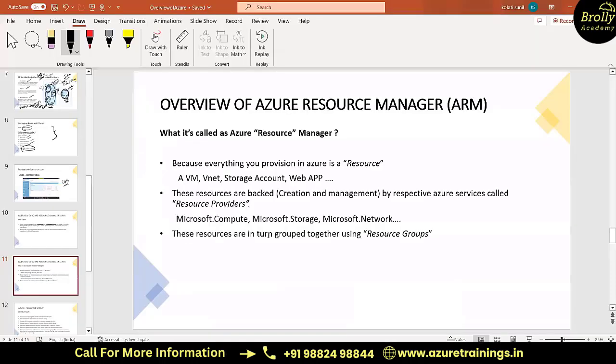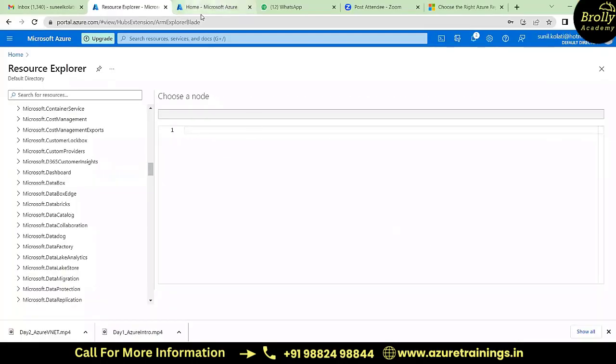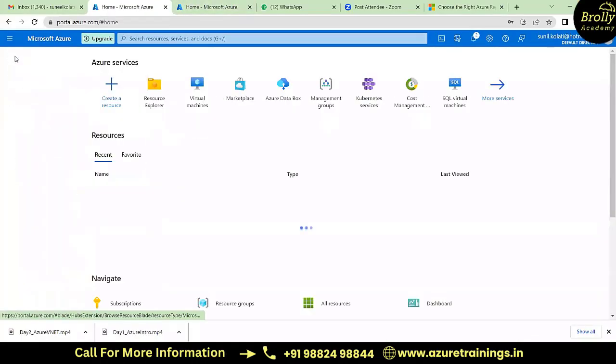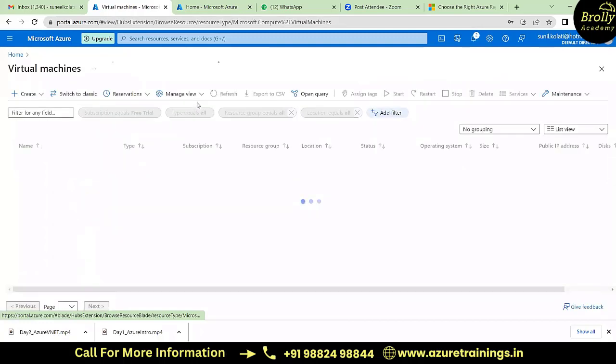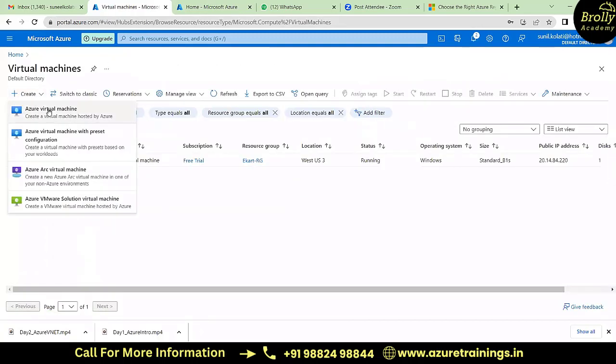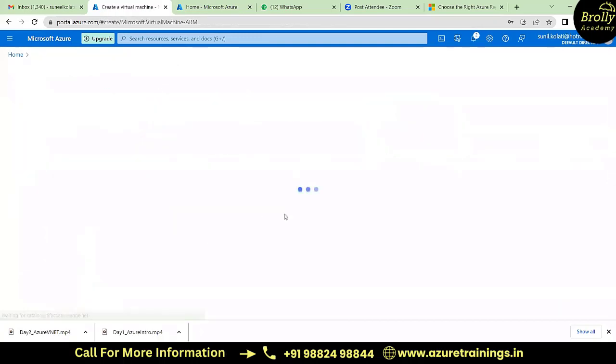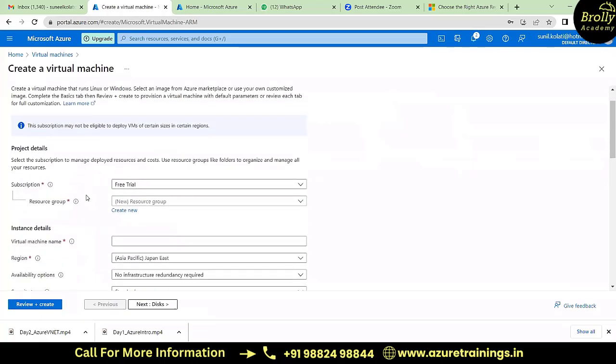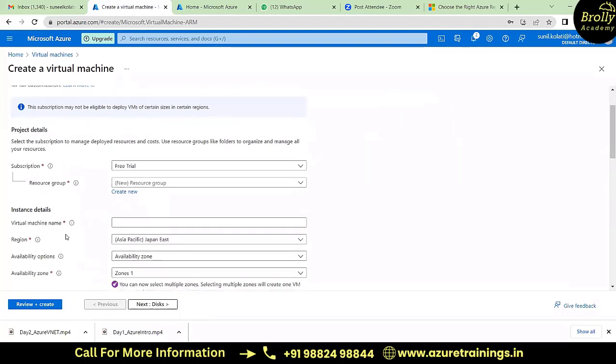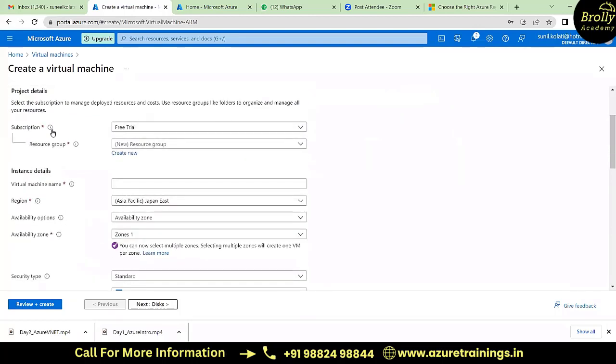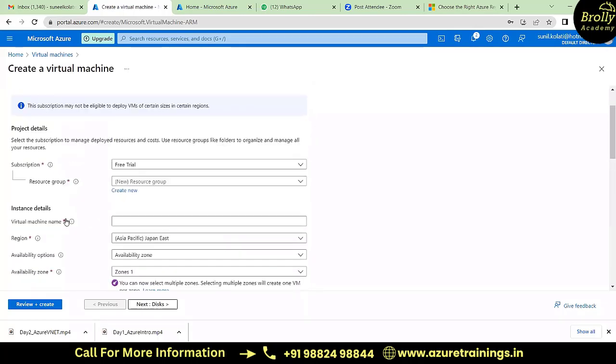And the third point is these resources are grouped together in resource groups. Whenever I created the virtual machine, what are the main options I have to select? I have to select the subscription, and I have to select the resource group. Then only can I provide other options. Without subscription and resource group, I can't provide all these things. First of all, it will ask for subscription and resource group.